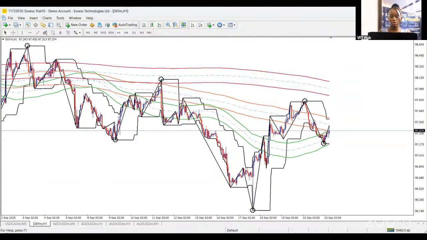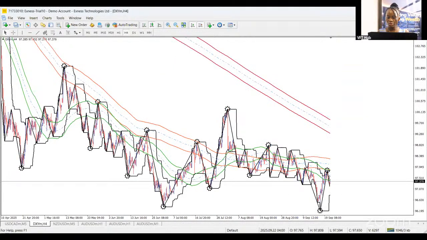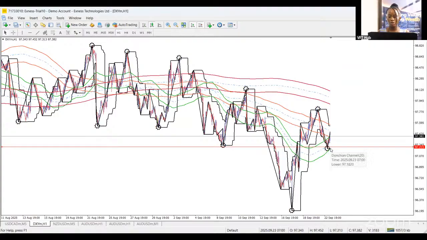Let's look at H1. Now, I'll go back to H4. This is what we saw. So we expected this temporal sell to happen, and it happened. On the H1 now, it sold into what would have been marked out as a point of interest. Am I right, Anna? This would have been a POI for price to begin to move from.